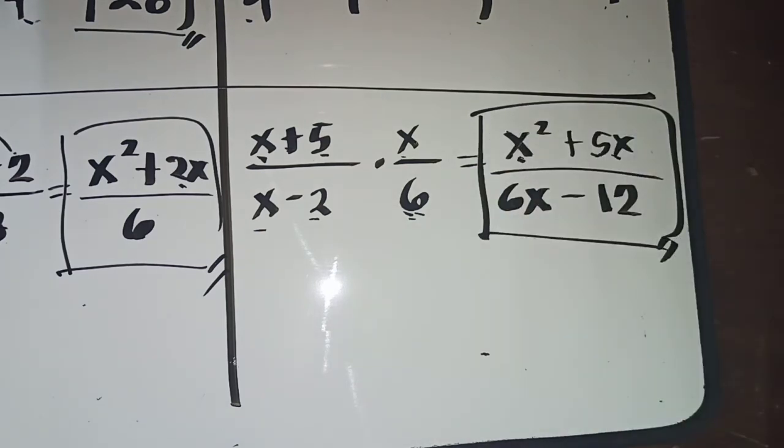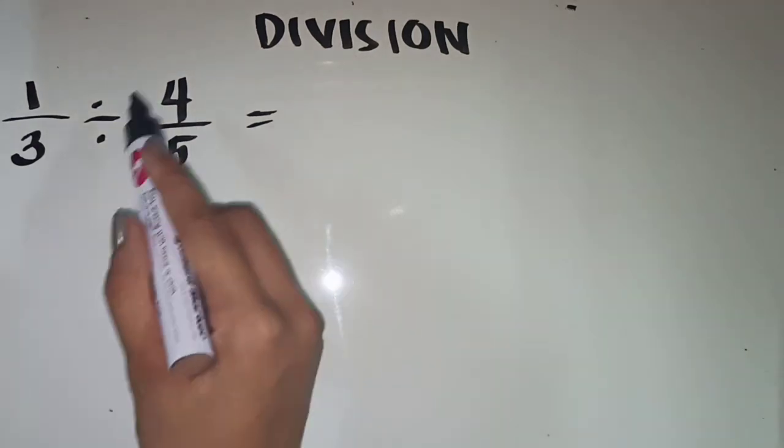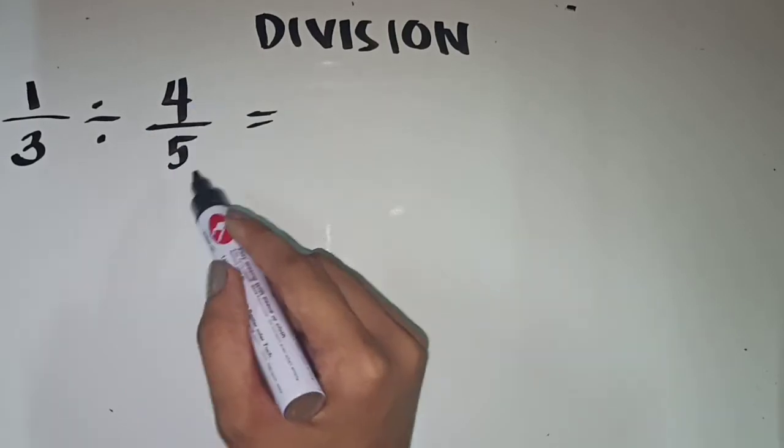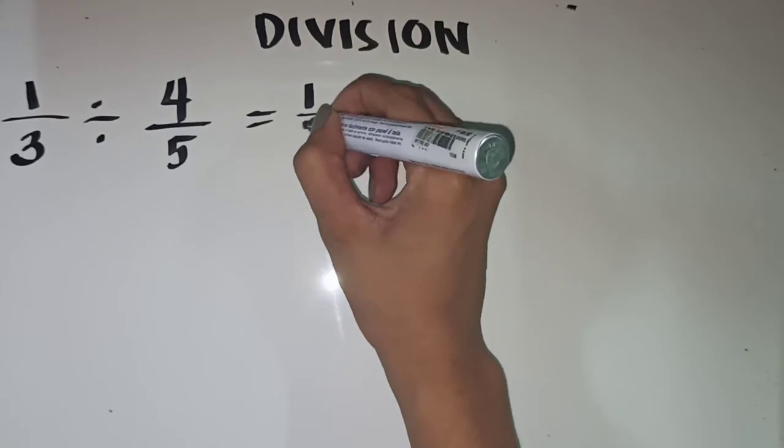Okay, so again, in multiplying two or more fractions, i-multiply lang lahat ng numerator sa numerator at i-multiply ang denominator sa kapwa niya denominator. Okay, so now in division of fractions, for example, 1 over 3 divided by 4 over 5. So in division of fraction, kailangan natin kunin ang reciprocal ni 4 over 5, itong pangalawa. So 1 over 3, just copy 1 over 3.